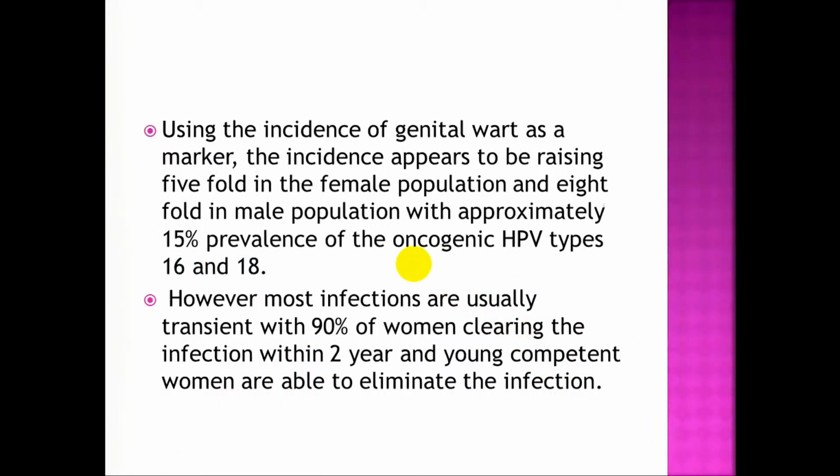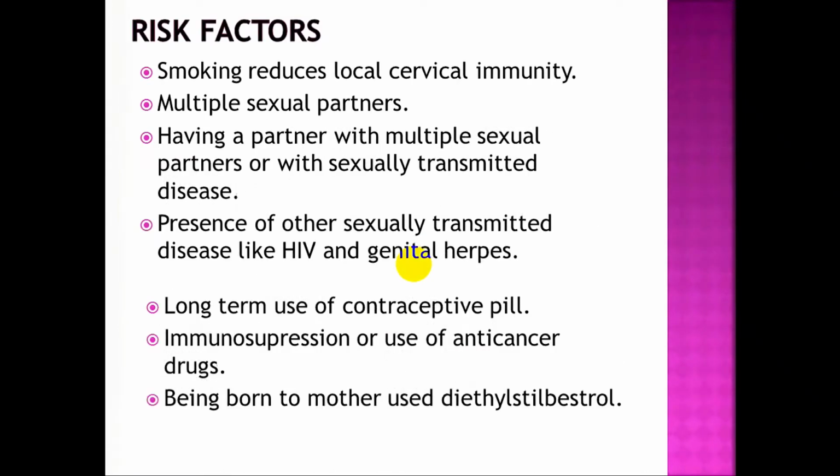Using the incidence of genital wart as a marker, the incidence appears to be rising 5-fold in the female population and 8-fold in the male population, with approximately 15% prevalence of the oncogenic human papillomavirus types 16 and 18. However, most infections are usually transient, with 90% of women clearing the infection within 2 years, and young competent women are able to eliminate the infection.